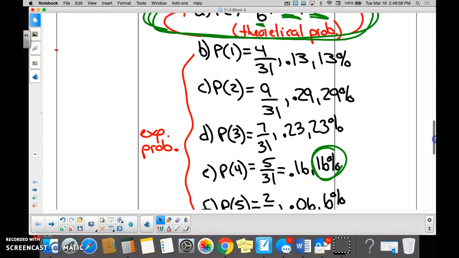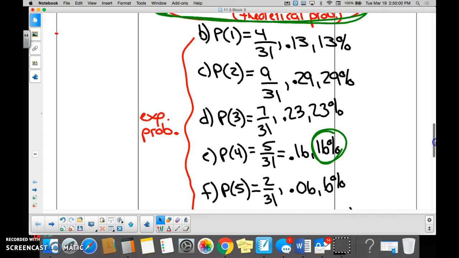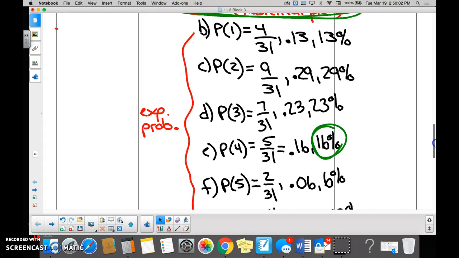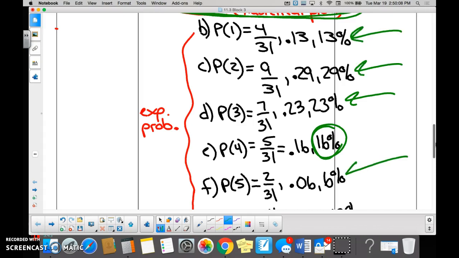And if we kept doing this experiment more times, let's say we got up to 500 times, do you think these percentages would get closer and closer to 17%? Yes. The more you do it, the more likely it is to get closer and closer to the theoretical probability. Think about flipping a coin. What's the theoretical probability of flipping a head every single time you flip a coin? 50%.